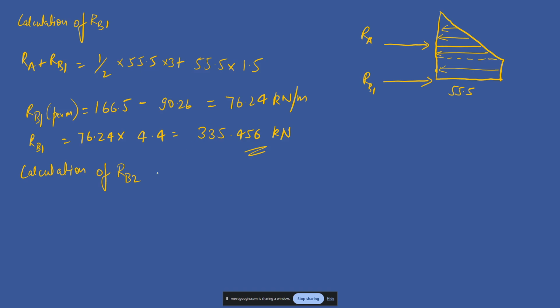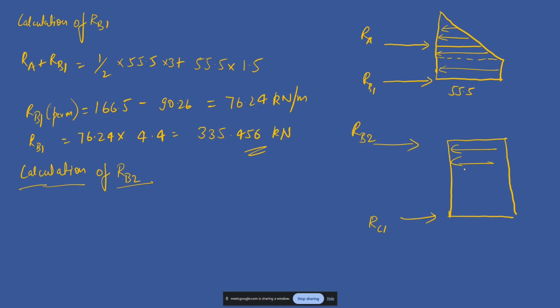Then again draw the free body diagram for the next part. So now you have this part available with you. This is an easy rectangular part, right? So here you have the RB2, and then here you have RC1. This is your pressure diagram which is available.